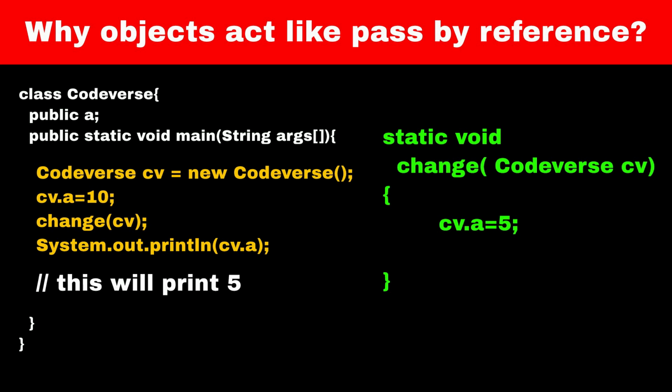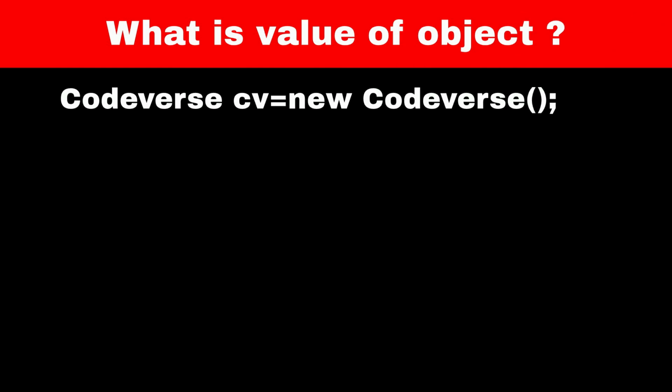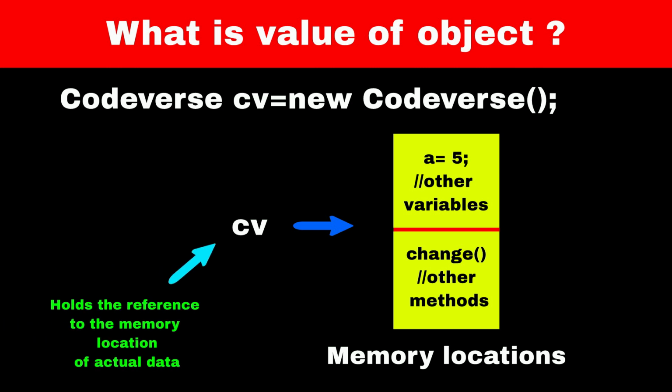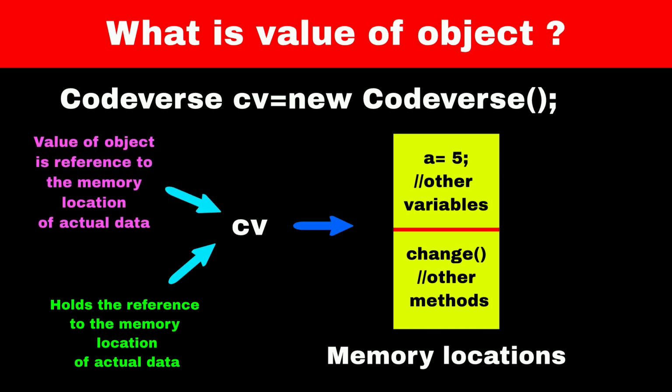How does this happen? To understand the answer to this question, we have to understand what exactly an object in Java is. When you create an object of any class, Java will allocate the memory for the variables and functions for that object. And our variable object stores the reference to that location. So the object variable itself does not directly store the data, but rather it holds the reference to the memory location where that data is stored. The value of an object variable is nothing but the reference to the memory location of the actual data.